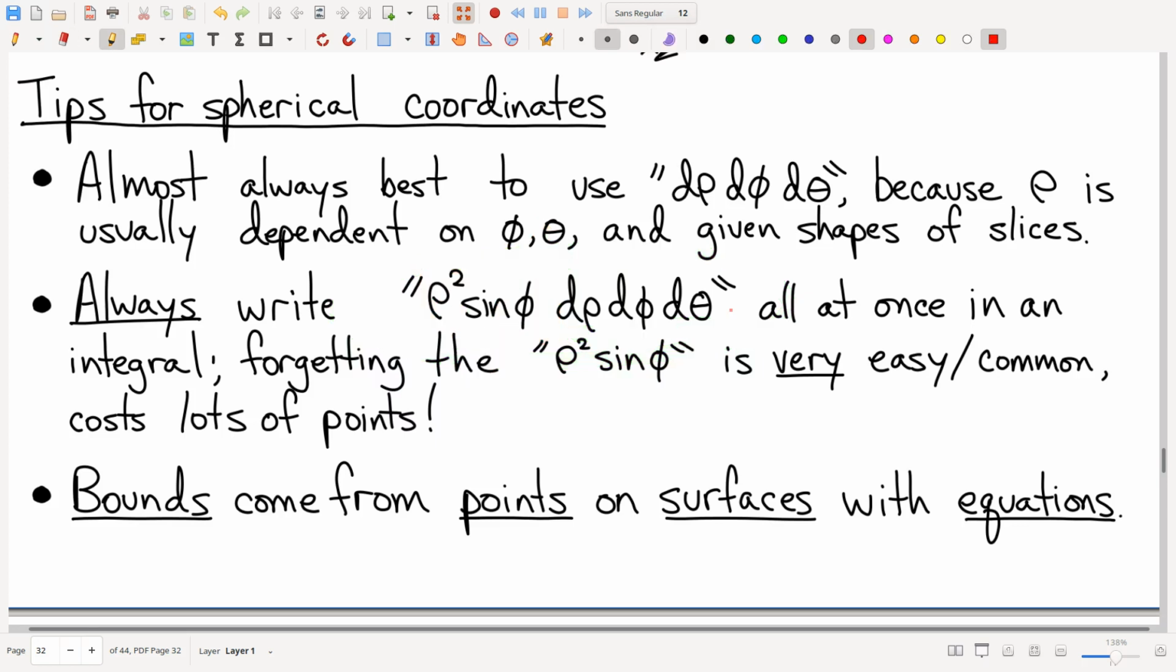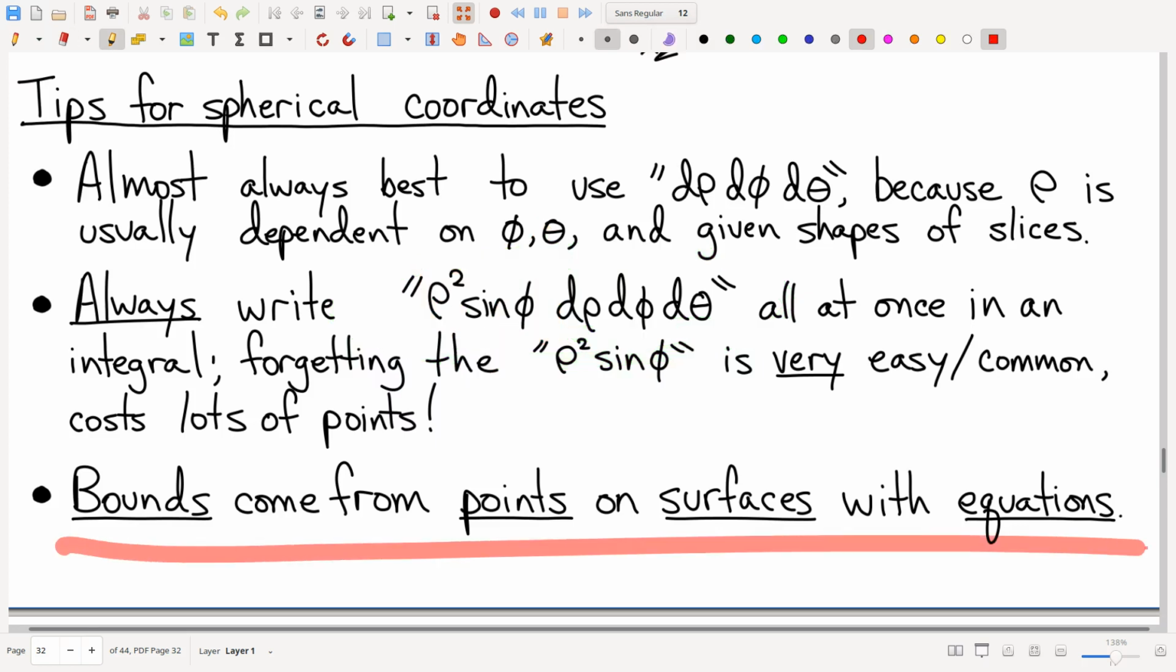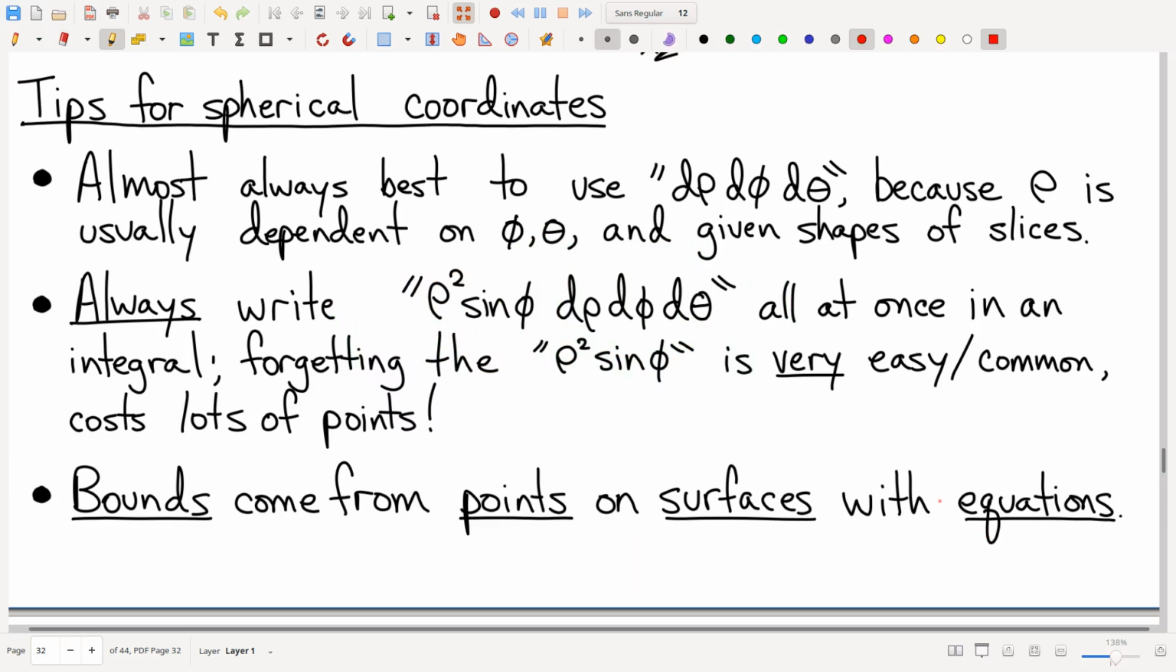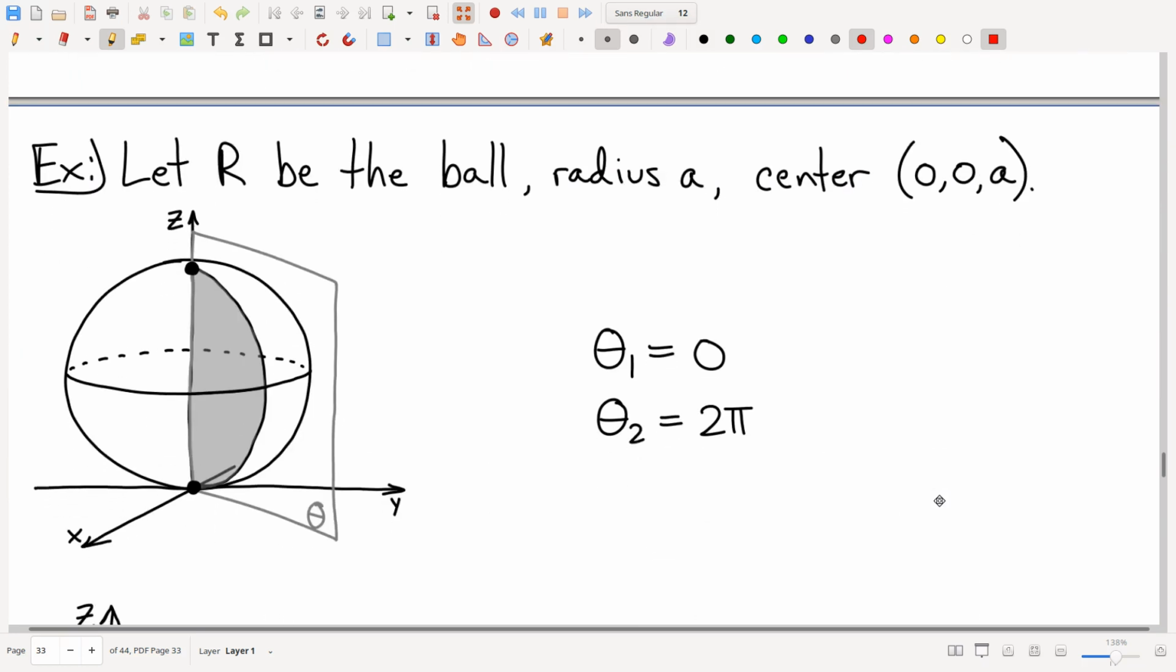Okay. And again, the usual process for finding bounds. The only difference between spherical coordinate integrals and cylindrical coordinate integrals and polar coordinate integrals is slightly different geometry. That's it. Everything else is morally the same.